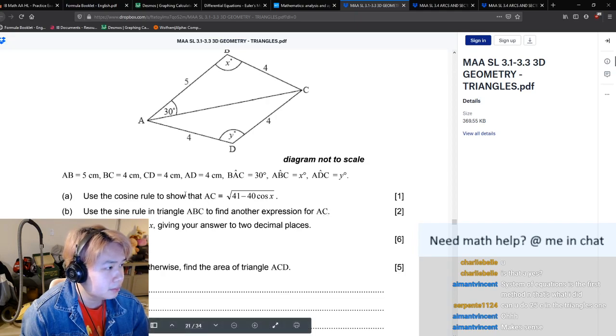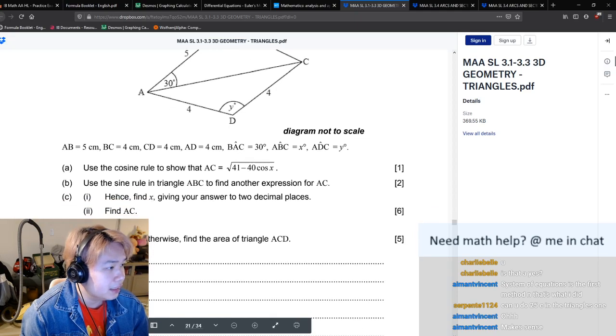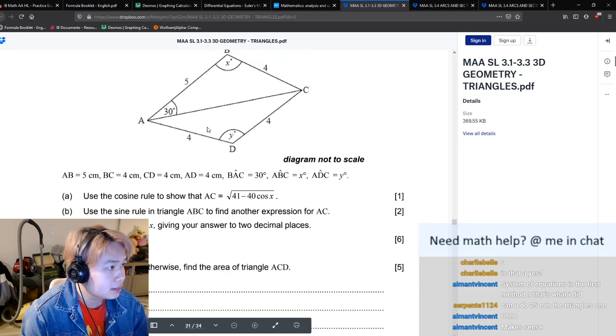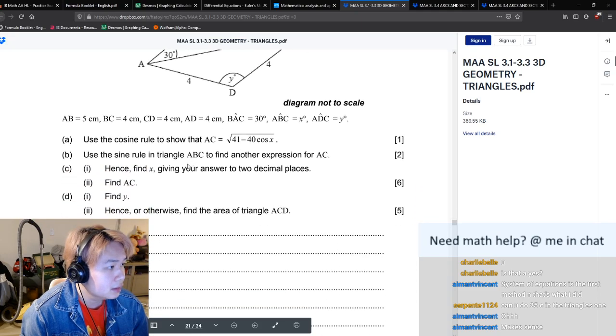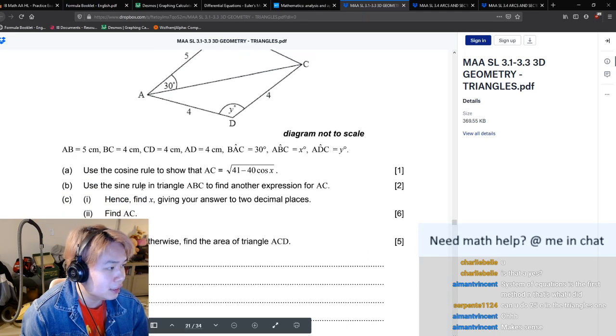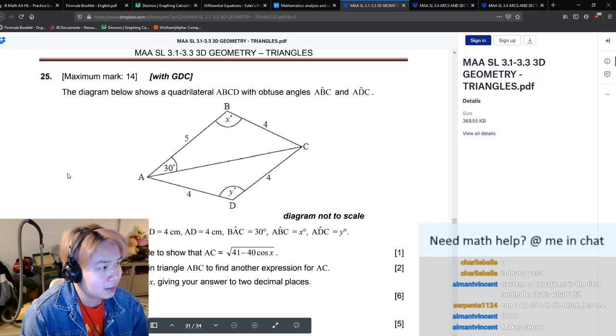And then, hence, find x, this angle, to 2 decimal places, and then you can find out what AC will be, and then you can find out angle y, and then you can find the area of ACD. So what's the big deal with this one? Where are you being stuck?